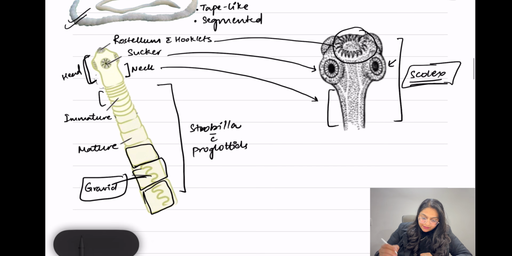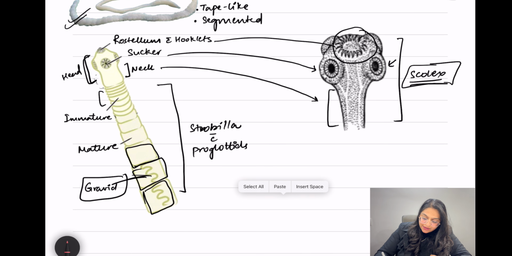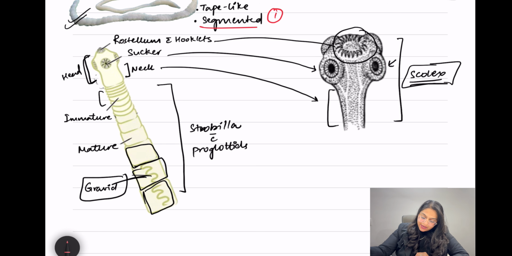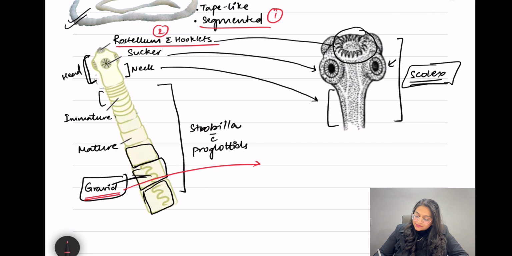I want you to number. It is tape-like and segmented, number 1, right? It has rostellum with hooklets, number 2, right? Now, if it is gravid, then I can imagine number 3, that it is monoecious. Monoecious, that is, the sexes are not separate.